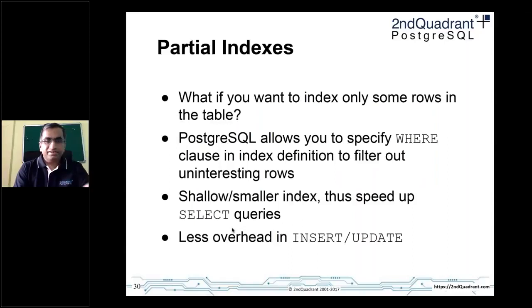The next category is what we call partial indexes. For example, let's say you are not interested in indexing everything in your table, but you know that your queries are only going to look up certain information. So why build and maintain an index on all rows? Instead, while creating the index, you can specify a where condition and say that the index should cover only those rows which satisfy a certain where clause. These indexes are much shallower and smaller because we are not indexing every tuple in the table. So that's why the selects can be quicker. Also, there is less overhead when you insert or update rows because we can skip many rows while doing index insertion. So that's why partial indexes are very useful.